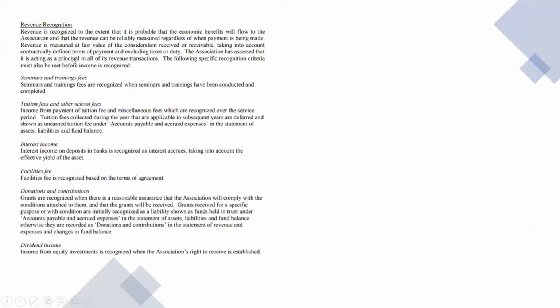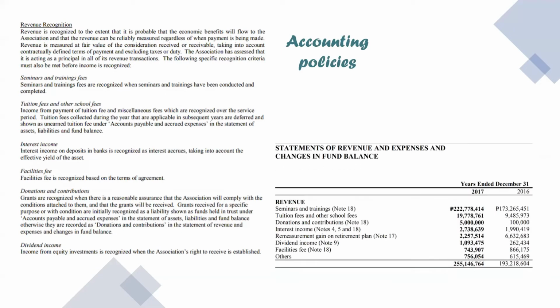So here is an example, accounting policy for revenue. Naka-itemize dyan yung specific disclosures for accounting policy for each category. So dito naman sa financial statement, sa phase ng revenue and expenses and changes in fund balance, dito yung amount of each category of revenue.